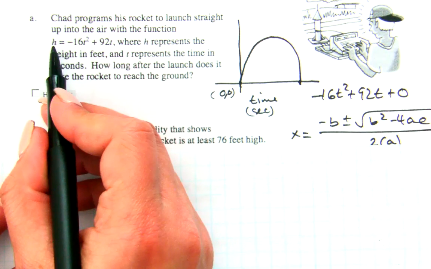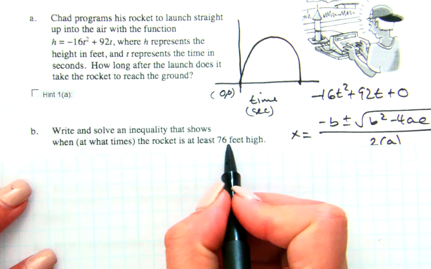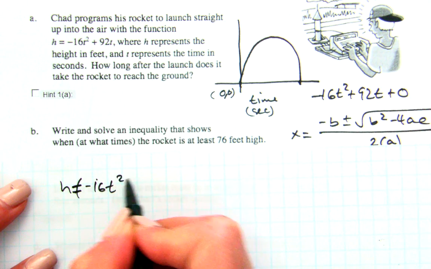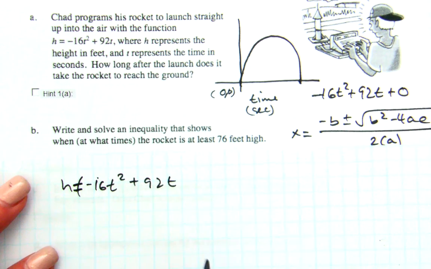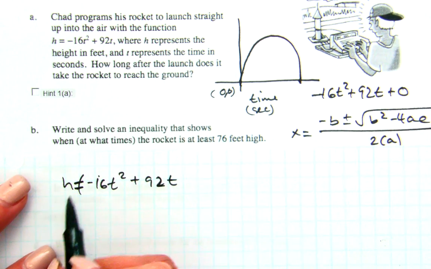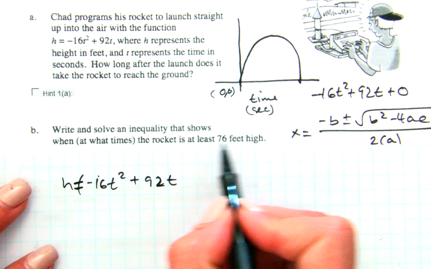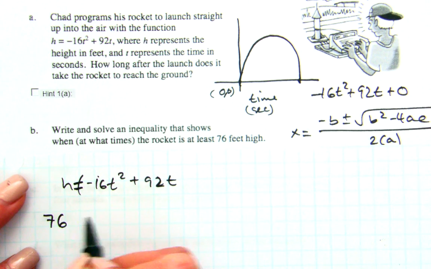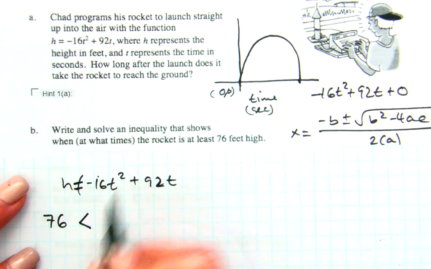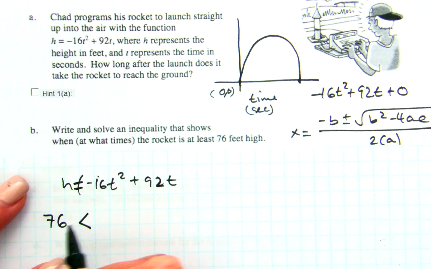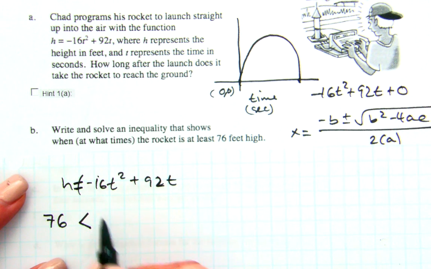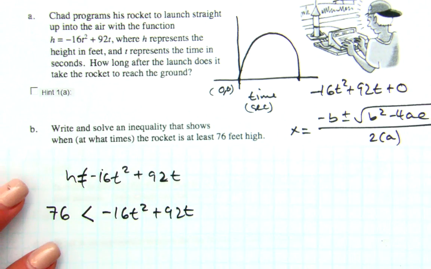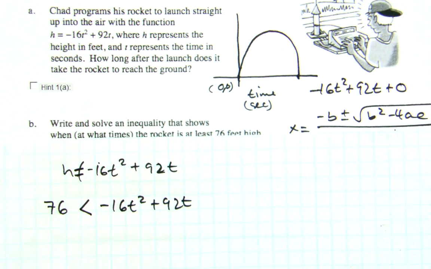So you want to know the height, right? So the height is equal to -16t² + 92 multiplied by the time. The height is going to be at least 76 feet high, so you want it to be over 76 feet. 76 feet is the smallest that you want it to be. You don't want it to be equal to it either. You want it to be more than 76 feet high. And the best way to do this is to solve the inequality.